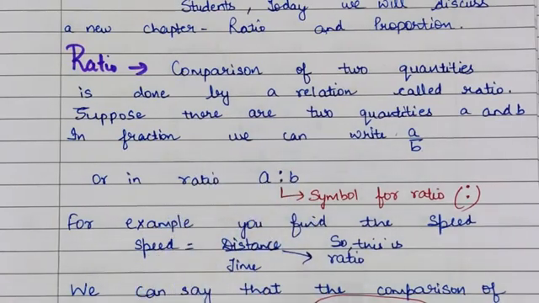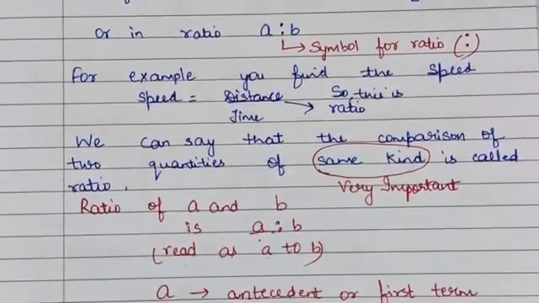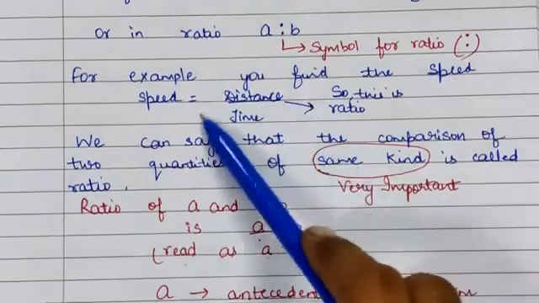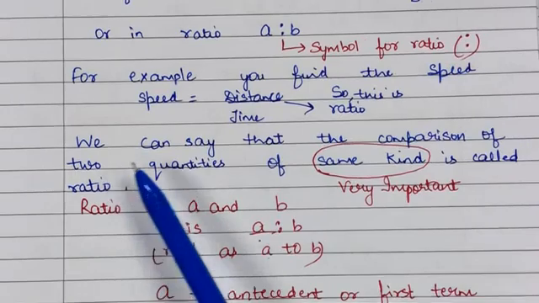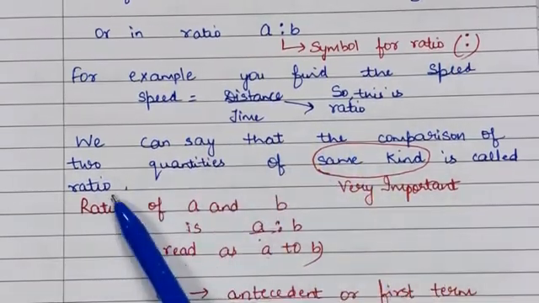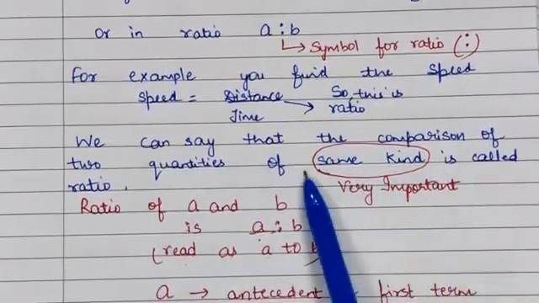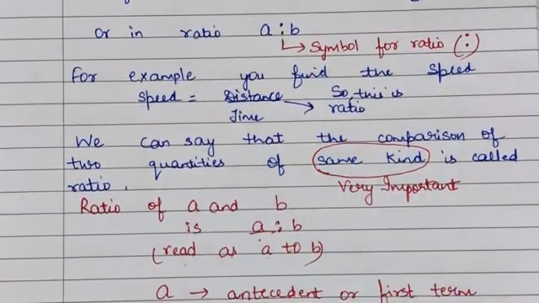For example, you find the speed. Your formula is distance upon time. So, this is the ratio of distance and time. So, we can say that comparison of two quantities of the same kind is called ratio. This is very important. The quantities should be of the same kind, otherwise we cannot find the ratio.